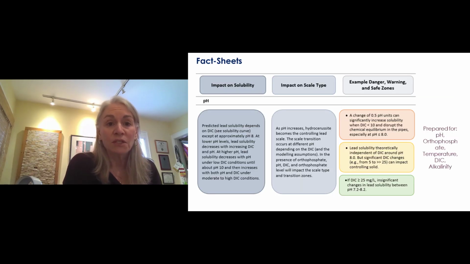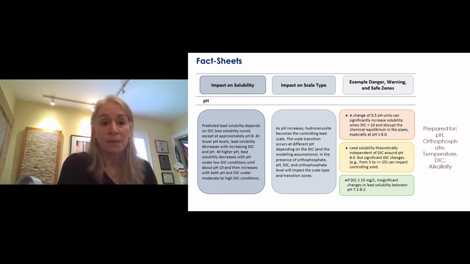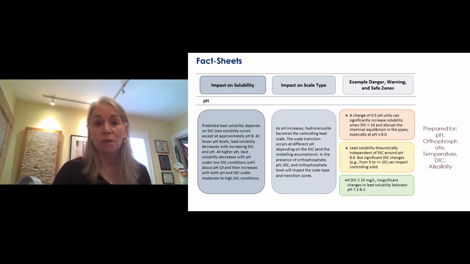I mentioned, and Dave mentioned, that a series of fact sheets were prepared. This example is just for pH, quickly summarizing impacts on solubility, impacts on scale type, again the minerals that would form, and examples of types of changes that could be danger, warning, or safe zones. You can do much more research in other manuals to get more information, but these are just quick, nice overviews to help understand the need for pipe rigs. These types of fact sheets were prepared for pH, orthophosphate, temperature, DIC, and alkalinity, discussing some of the changes that might imply a safe, warning, or danger zone.